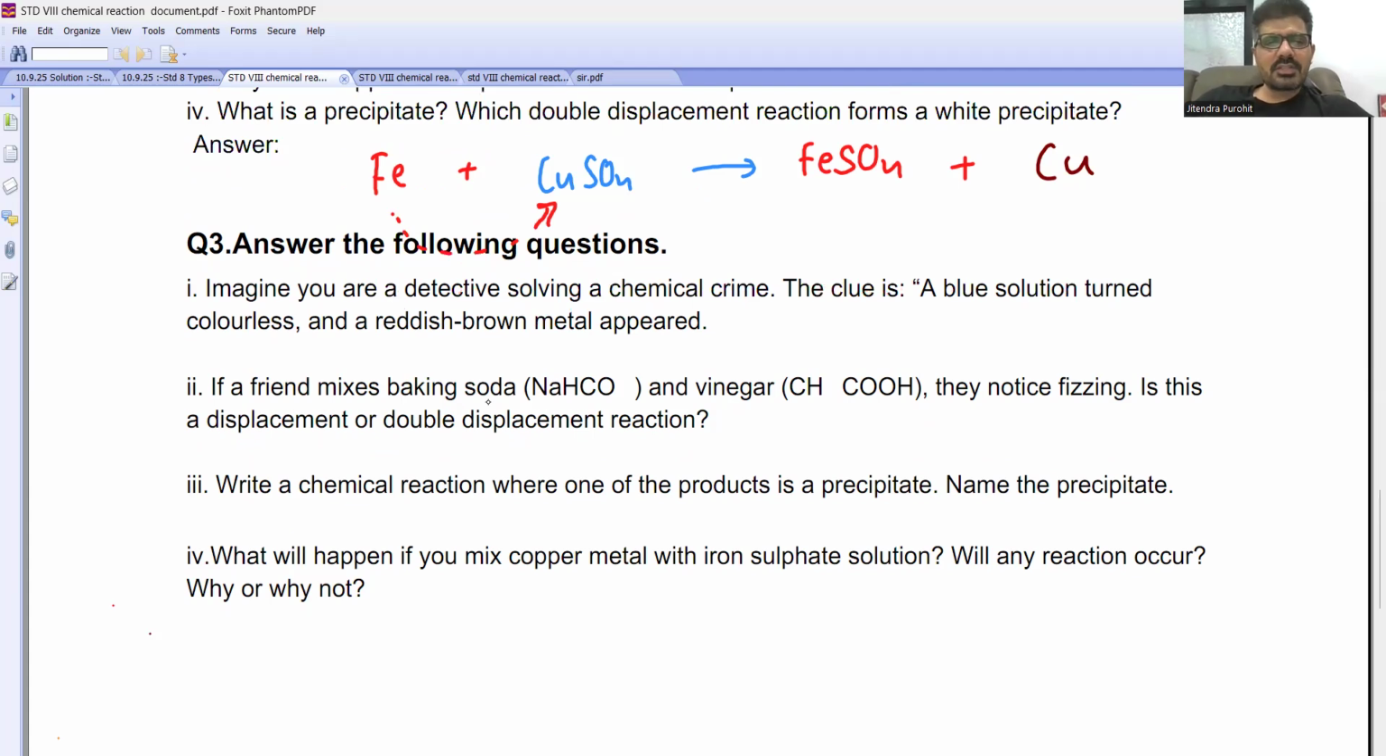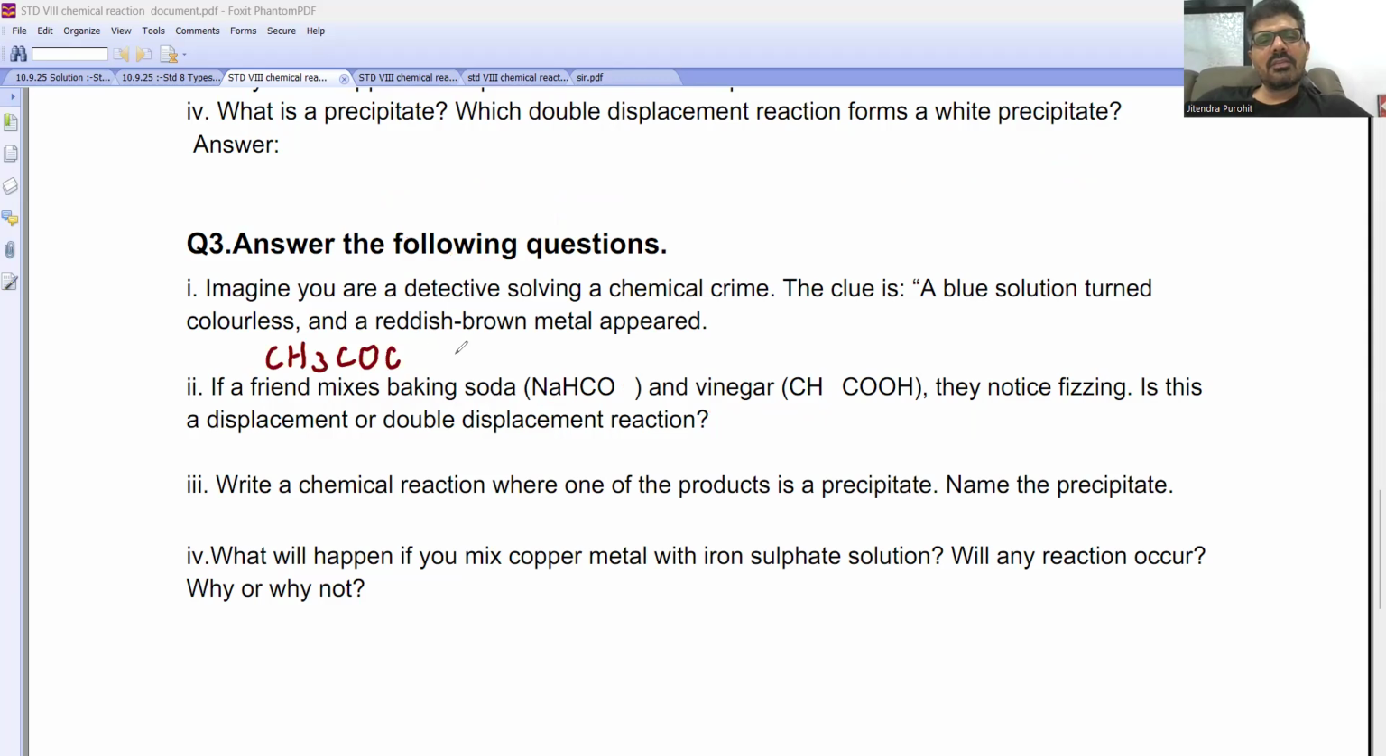Hey, your friend mixes sodium bicarbonate. They have given the wrong formula of sodium bicarbonate, and they have given the wrong formula of vinegar also. Is this a displacement or a double displacement? So let us write. Beta, this vinegar is what? Acid. Acetic acid, beta, vinegar. And this sodium bicarbonate, baking soda, is a base. So acid will react with base. So which reaction is it? Come on, tell me. Acid reacts with base: neutralization.